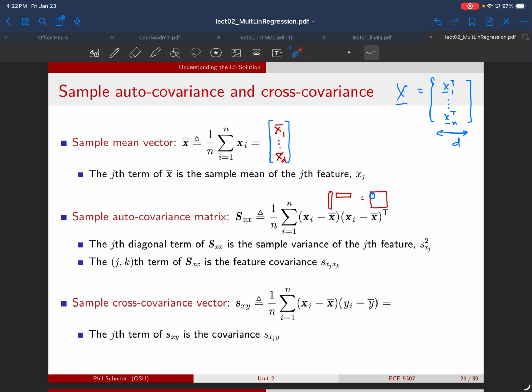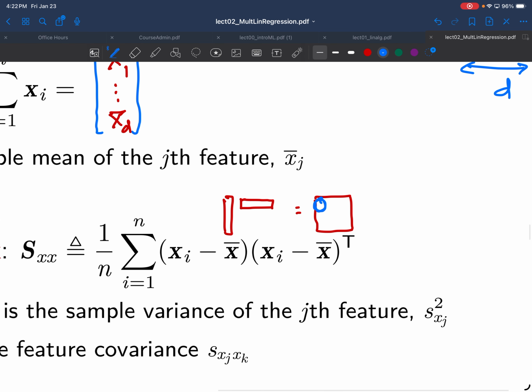And what is the notation we have for that entry now, based on the previous page? I'm looking at a scalar. I'm looking at its squared deviation, averaging over all the examples. That's the variance, right? Yeah, so this is the variance, in particular sx1 squared, or we could write it another way, sx1x1 if we wanted to.